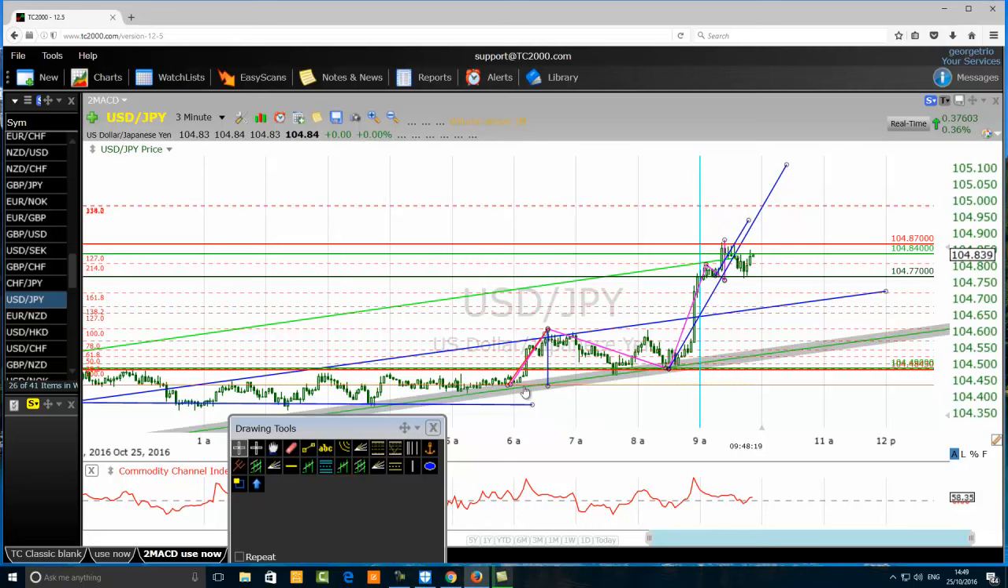Let's use now, so we use first the length of the first wave. This is the length of the first wave. Let's use now the magnitude of the first wave. So the magnitude of the first wave will bring also the price to the same zone almost.